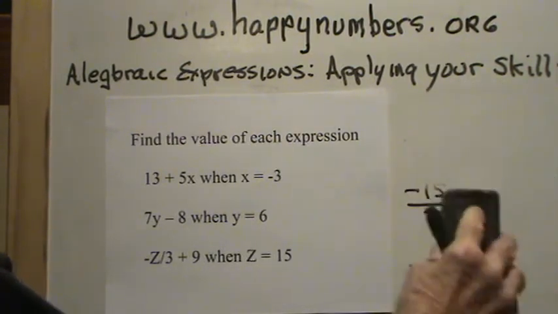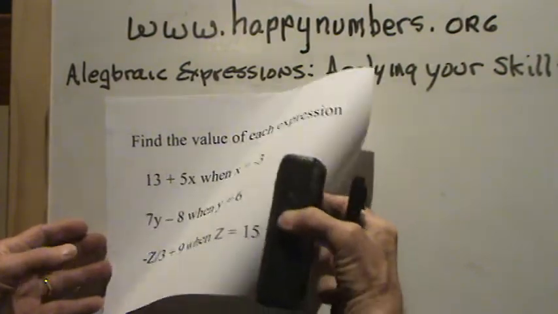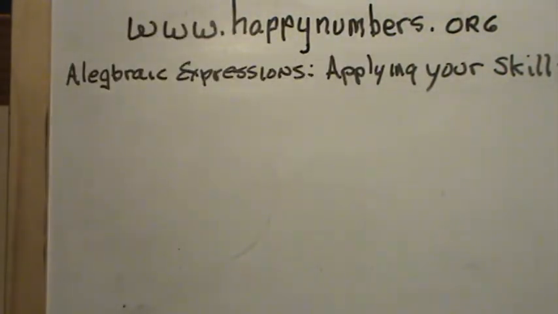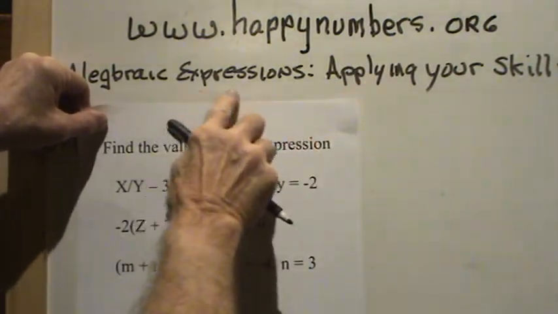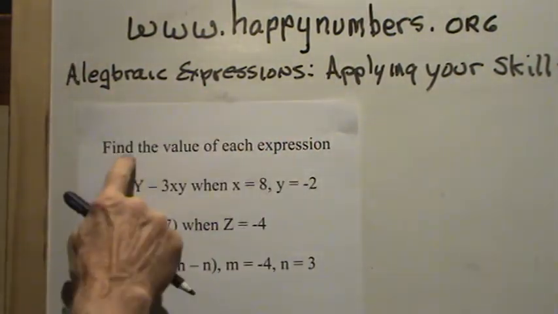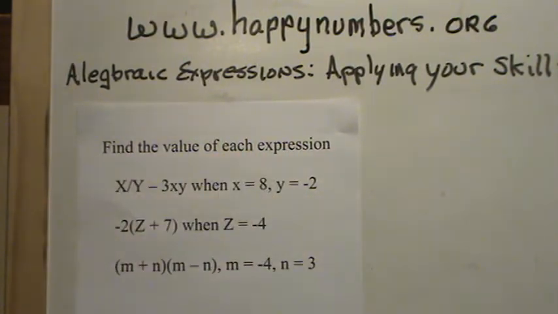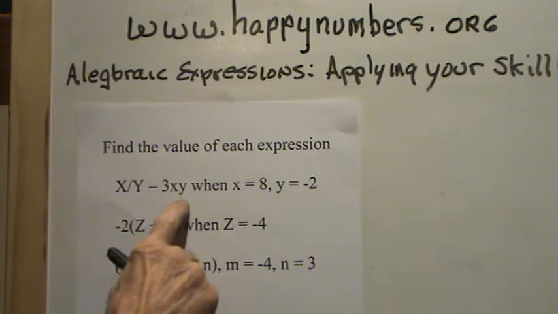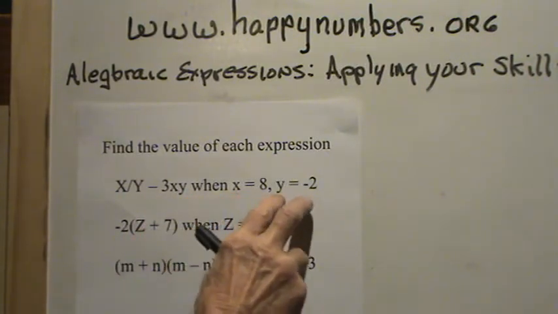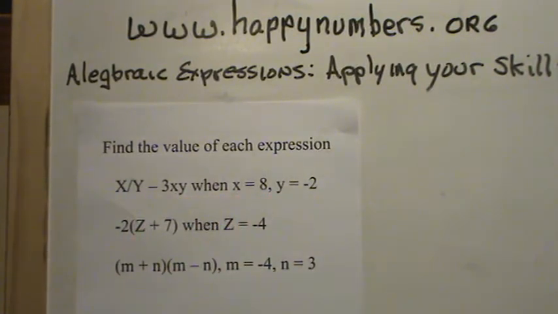Okay, put up some more of the exact same kind of problem. Here we go. Find the value of each expression. X divided by y minus 3 times x times y when x is 8 and y is negative 2. All right, put your video on pause, work those problems, and then turn it back on again, and we'll go over the answers.